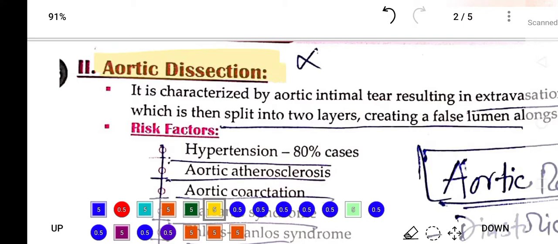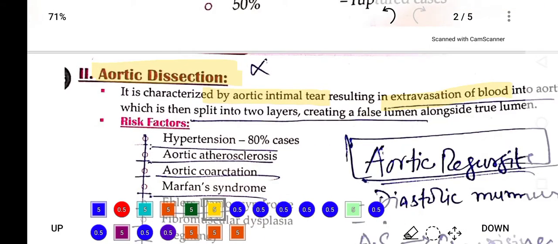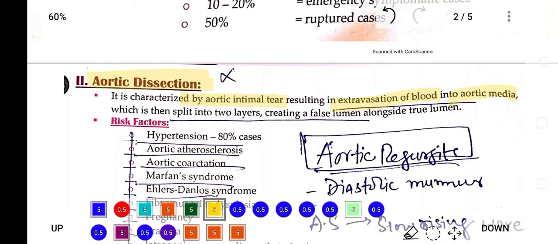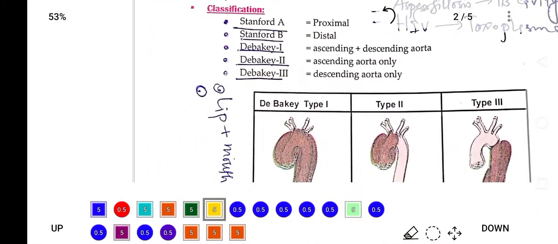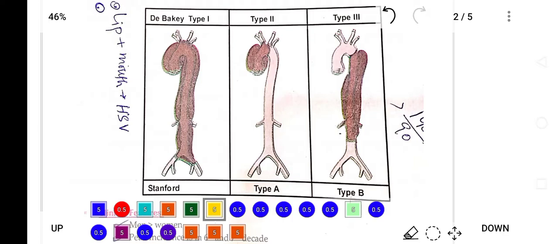Another disease of the aorta is aortic dissection. Now, it is aortic intimal tears which result in extravasation of blood into the aortic media, and then it splits into two layers, creating a false lumen. Pseudo lumen is also created. Now let me show you the dissection of the aorta.